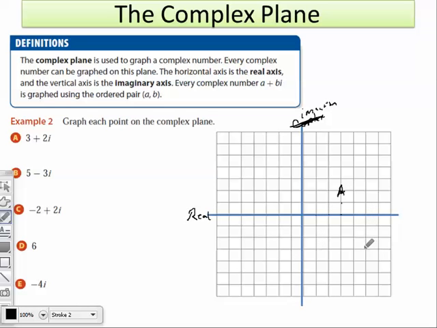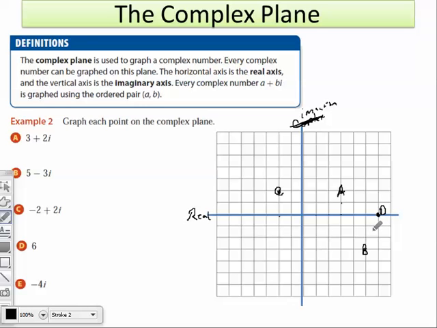1, 2, 3. And that will be my point right there. If I'm looking at negative 2 plus 2i, I'm going to go back 2 and up 2. So that would be C right there. If I'm looking for point D, it's over 6. 1, 2, 3, 4, 5, 6. It's right here on the real number line, D.